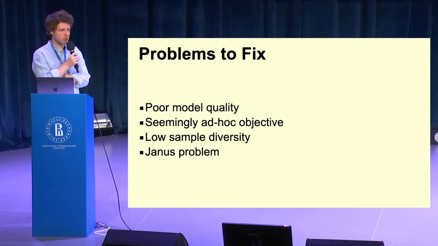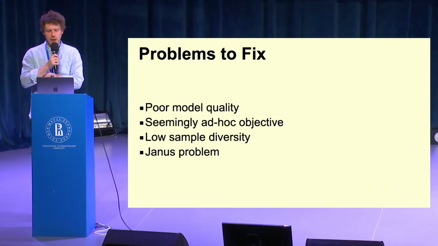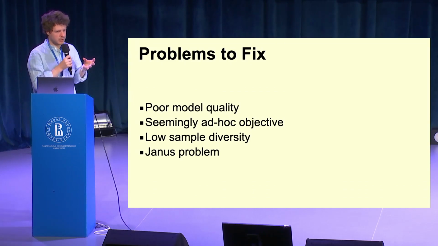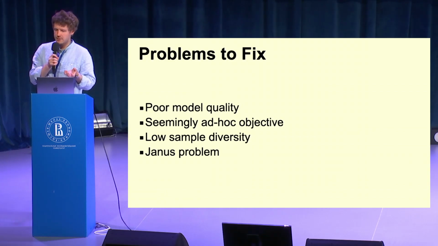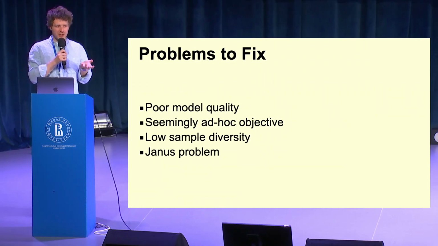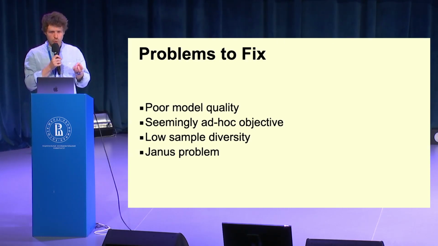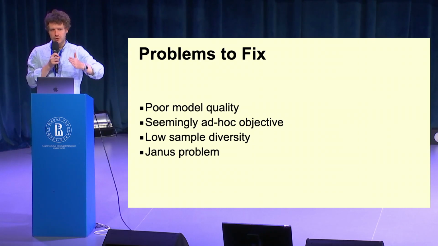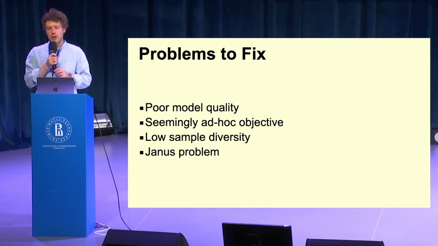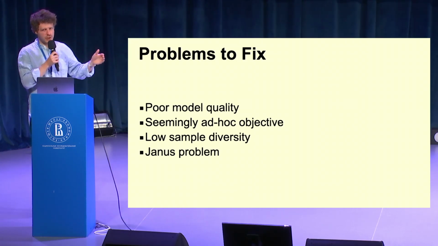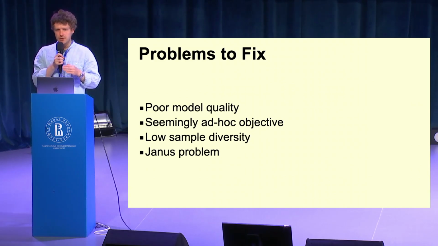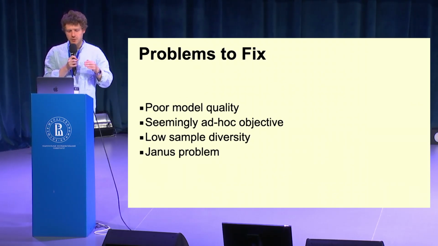First of all, poor model quality. The models that we have seen so far are cartoonish. They seem low resolution. They do not look realistic. However, practitioners, I guess, would prefer realistic assets rather than cartoonish assets most of the time. The objective is seemingly ad hoc. How do we average times? Why do we average times? I hope that the derivation I provided convinced you a little bit, but there are hyperparameters in this procedure that at this point seem arbitrary.